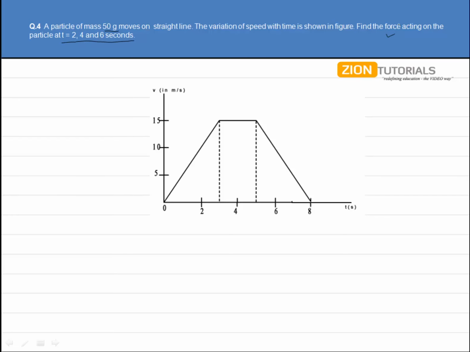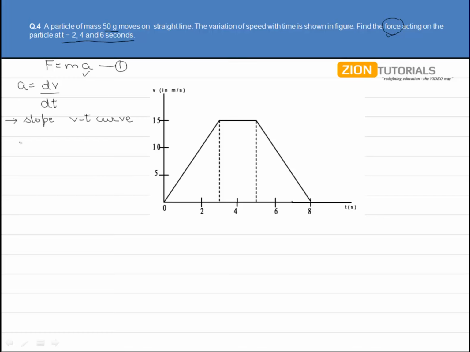Now since they have asked for the force in the question, and we know that force is equal to mass into acceleration, if we somehow manage to find the acceleration of the particle, we can easily find the force applied on that particle at that time. So, a equals change in velocity with respect to time, which we can also get by the slope of the Vt curve at time t.